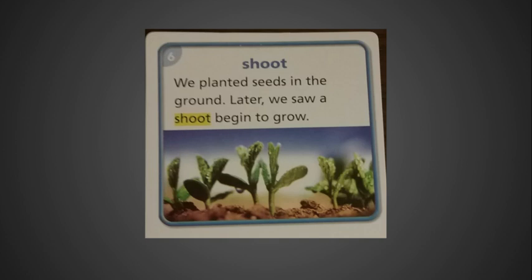Our next word is another plant part, shoot. We planted seeds in the ground. Later, we saw a shoot begin to grow. So if it just began to grow, it would be a small piece of the plant shooting out of the ground. So a shoot is a plant that has just begun to grow. So it's not very big yet. Think about some things you would have to do to take care of a shoot so that it grows into a plant. Right now, it's very small and it needs more sunlight, it needs good soil, it needs rainwater, a lot of these things to take care of it and help it grow.